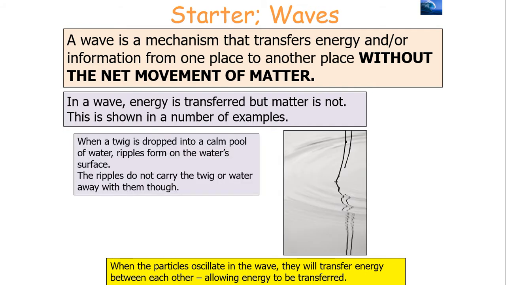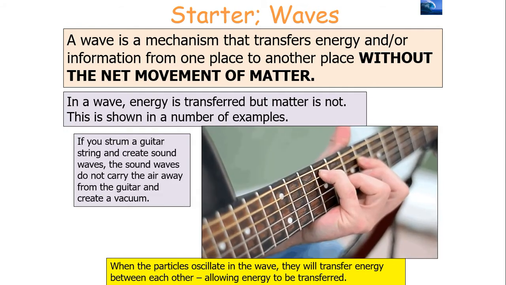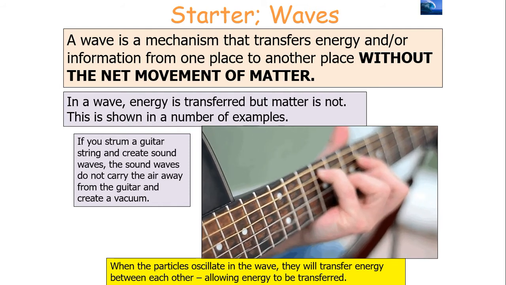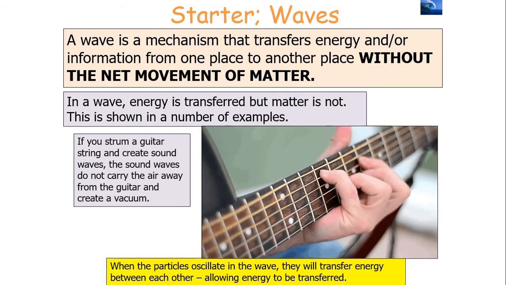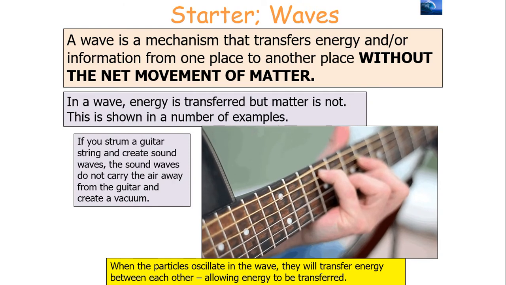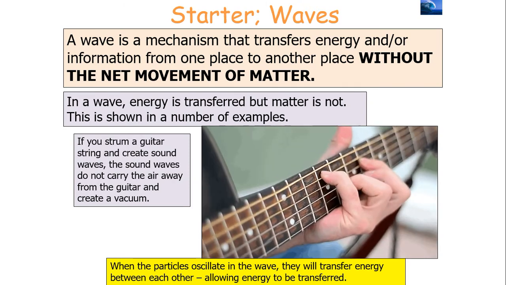We can see this in many examples. When a twig is dropped into a calm pool of water, ripples form on the water surface, but the ripples don't carry the twig or water away with them, indicating it's the energy that's traveling through. If you strum a guitar string and create sound waves, the sound waves do not carry the air away from the guitar and create a vacuum, so you can still hear the guitar.